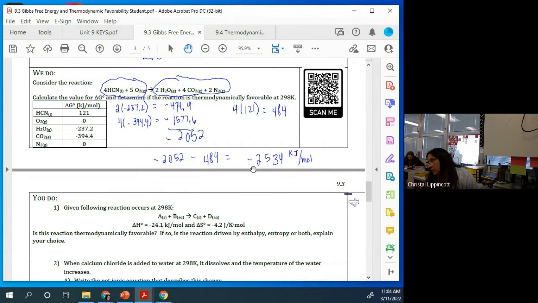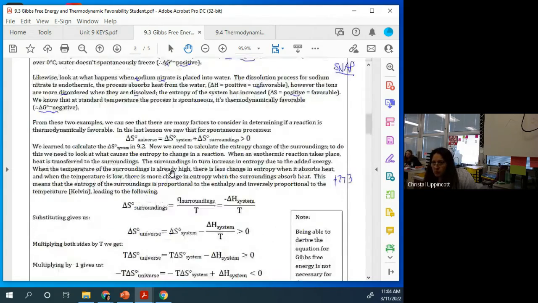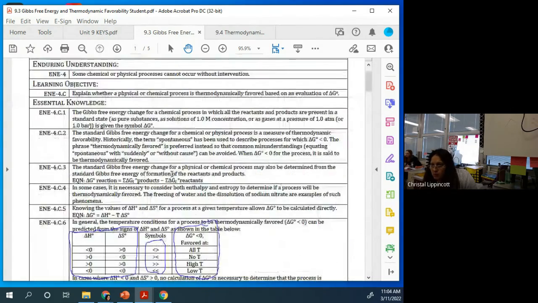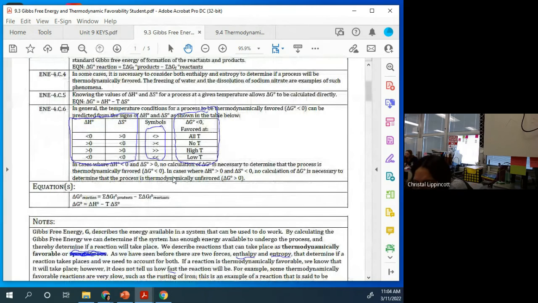Calculate each side and then subtract the reactants from the products. Yep. And that's on your formula sheet too. This equation here. Let's see here. This guy right here is on your equation sheet. That's one that we just used. Okay. All right. Questions on that?